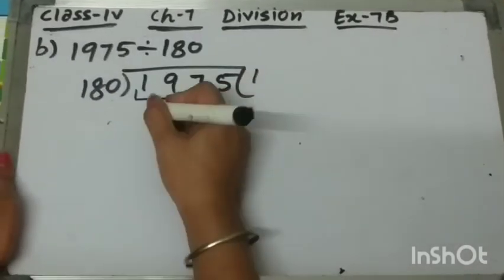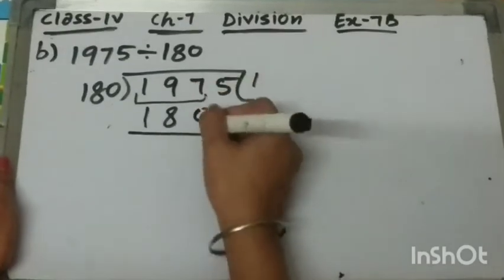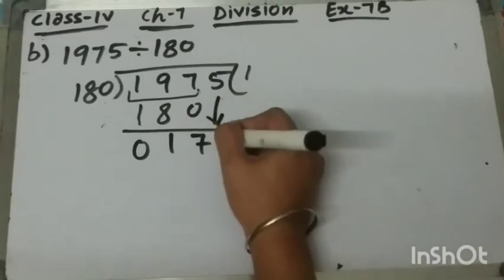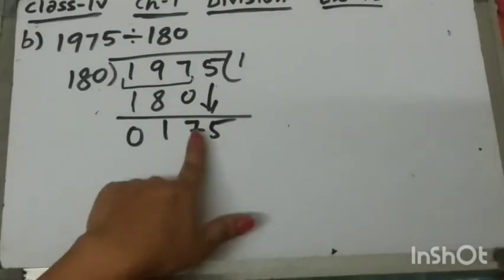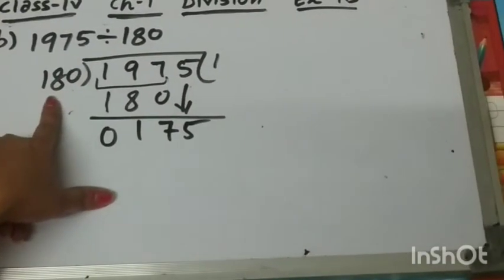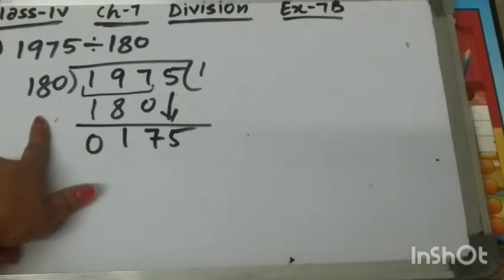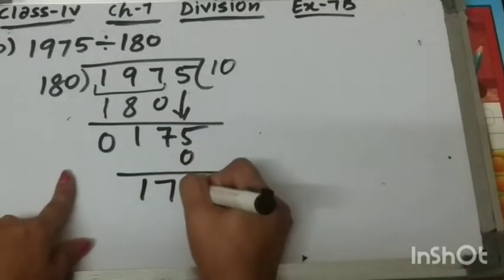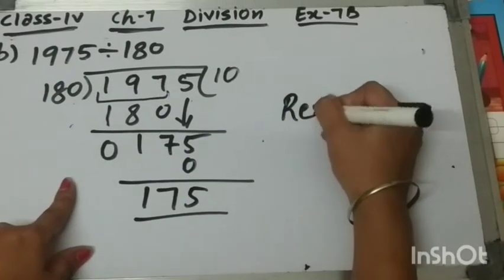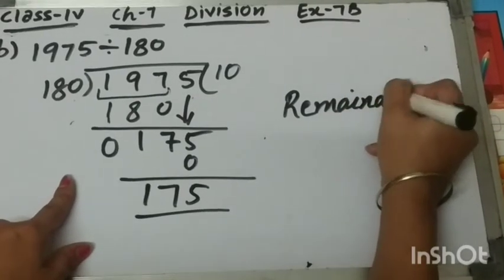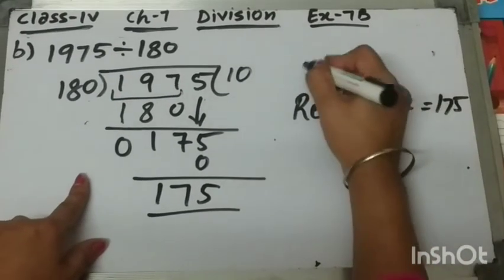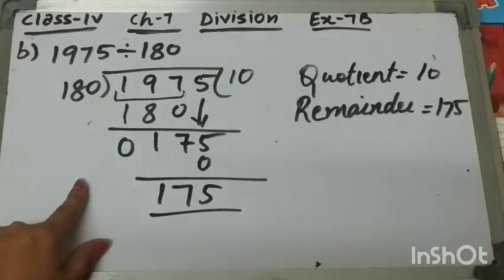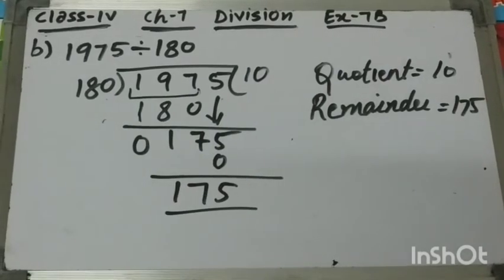So 1 81 is 180. Okay, now subtract it. 9 minus 8 is 1, 1 minus 1 is 0. Bring this 5 down. Now 175 is less than 180. 175 हमारा 180 से छोटा है तो हम क्या करेंगे, 180 zeros are 0. So our remainder is 175 and quotient is 10. Okay, this is B part of question number 4.